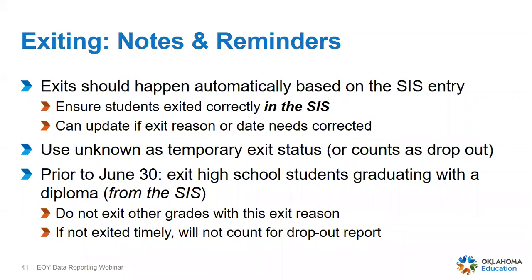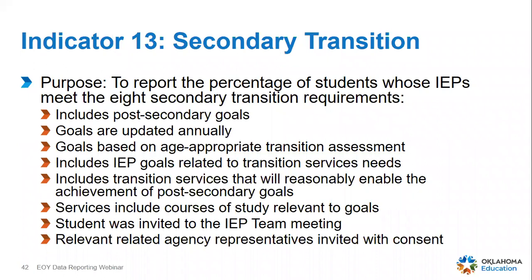Let's see, so indicator 13, secondary transition. This is our final compliance indicator for which we collect data with end of year. And we have to report the percentage of students whose IEPs meet the 8 secondary transition requirements, and those are listed here. I won't read through them.